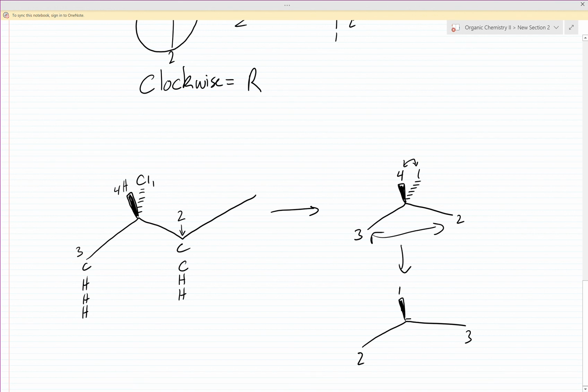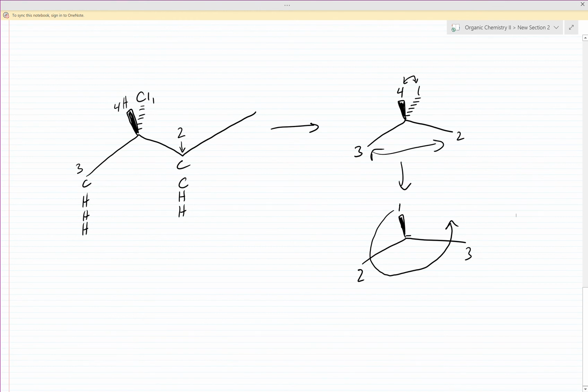Now I will do my circle starting at 1, going to 2, 3, and this is a counterclockwise movement, which means this is S configuration.